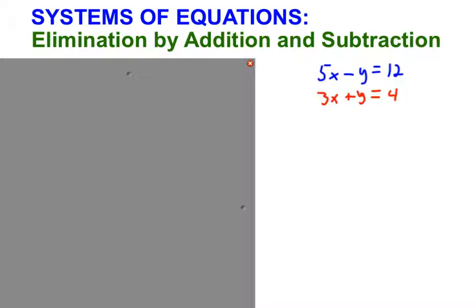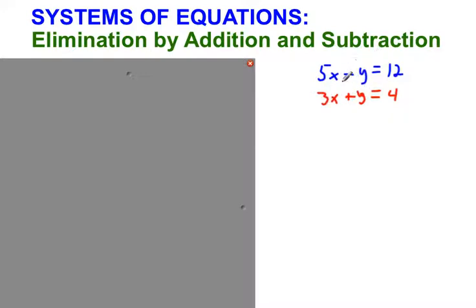What is a system of equations? A system of equations is two or more equations with the same variables. So here we have two equations, the blue one and the red one. They have the same variables, x and y. If you have two equations and two unknowns, you can find a solution. If you have three equations, three unknowns, three variables, you can find a solution.